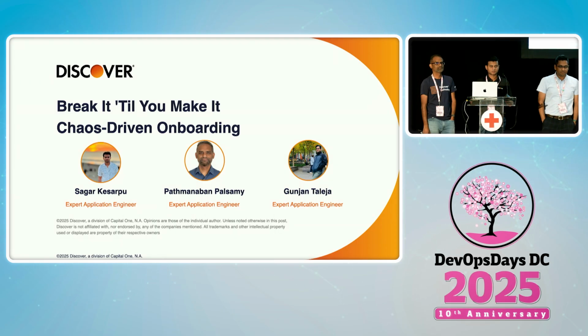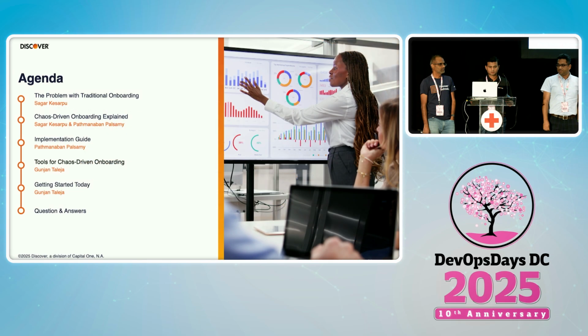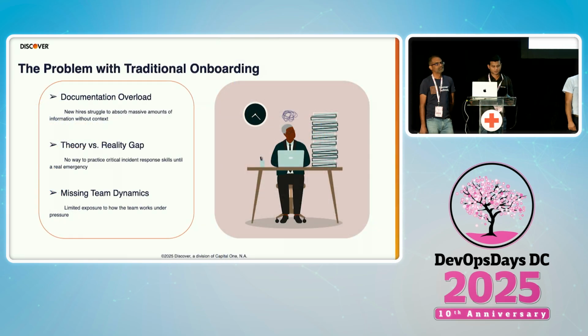So let's get started. So this would be the agenda. What is the problem with traditional onboarding, and chaos-driven onboarding? We'll explain in detail how we can do that. Then the implementation guide will show you a small demo, to see how we can run these chaos experiments. And then we can see some tools that can be used for chaos-driven onboarding. And at the end of the session, you will get to know how you can get started today itself with the information that you have taken from here. Okay, so let's get started.